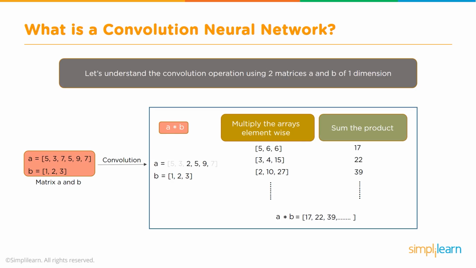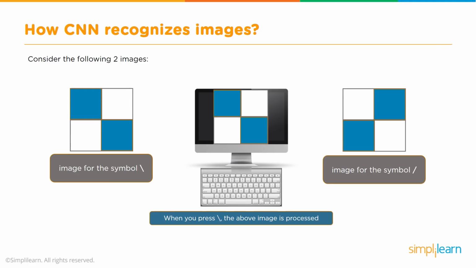Let's go ahead and flip over again back to our images. Here we are back to our images, talking about going to the most basic two-dimensional image you can get to. Consider the following two images. The image for the symbol backslash. When you press the backslash, the above image is processed.